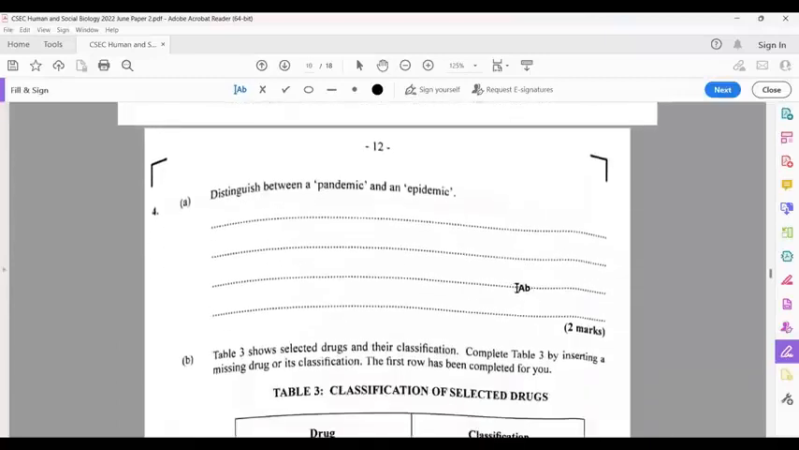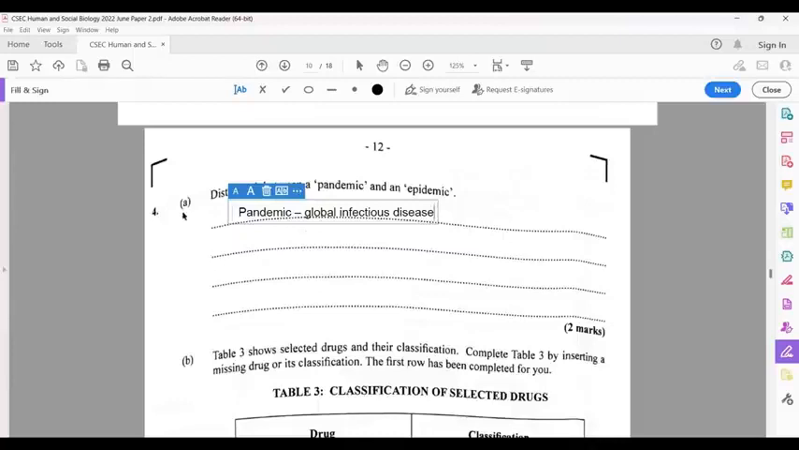So now we move into question 4. Distinguish between pandemic and epidemic. And I think everyone should be very, very familiar with this question, considering we were in a pandemic. Pandemic is a global infectious disease, so it's not localized to one specific area. This is a really wide region. Considering we were in COVID-19, it was the whole world. So a pandemic affects a really wide area.